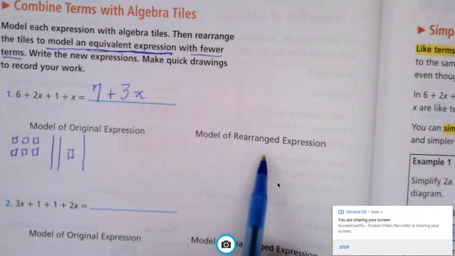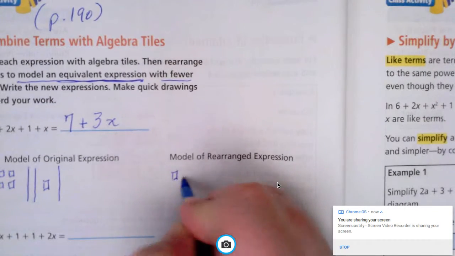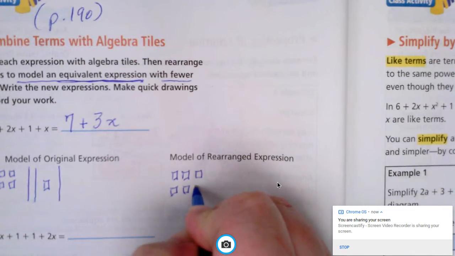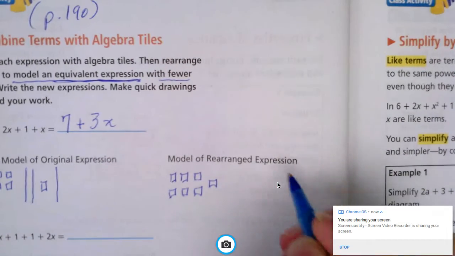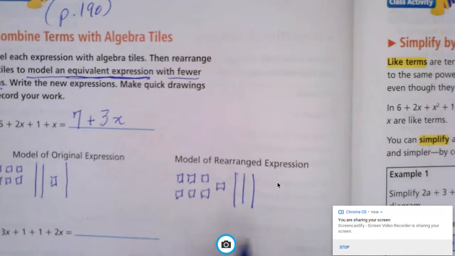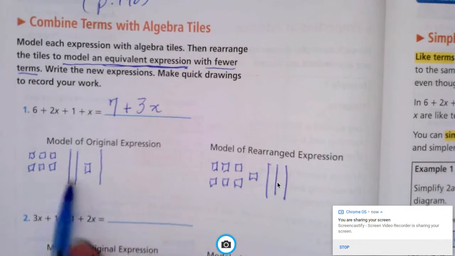Here's a model of the rearranged order. This time all of these small single tiles plus that 1 are going to be added to those 3 rectangular tiles. So this is easier to look at than this. All right, let's look at number 2.